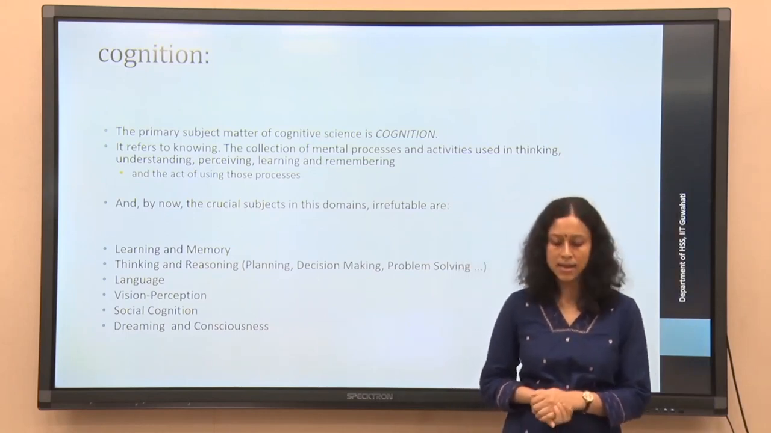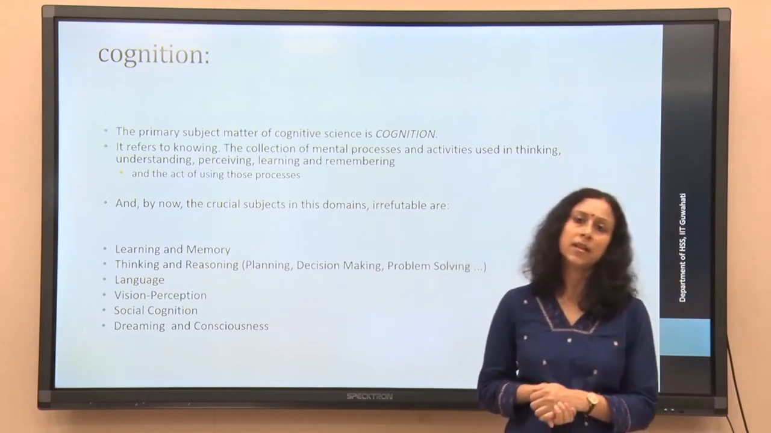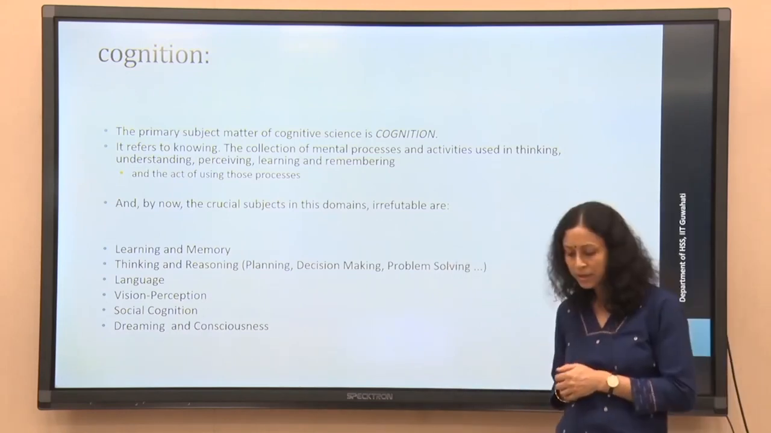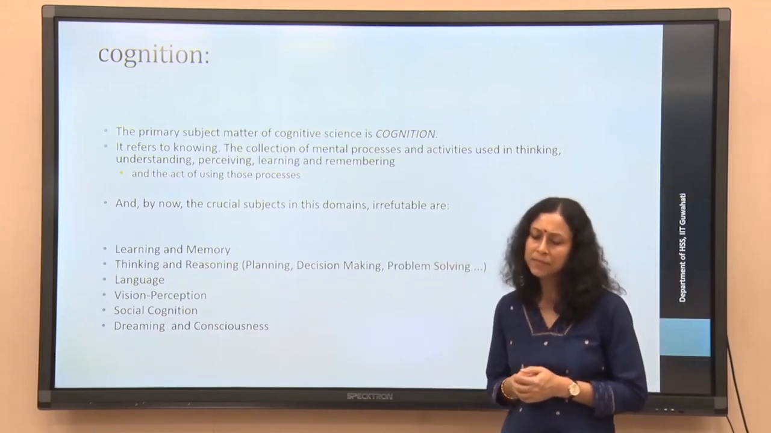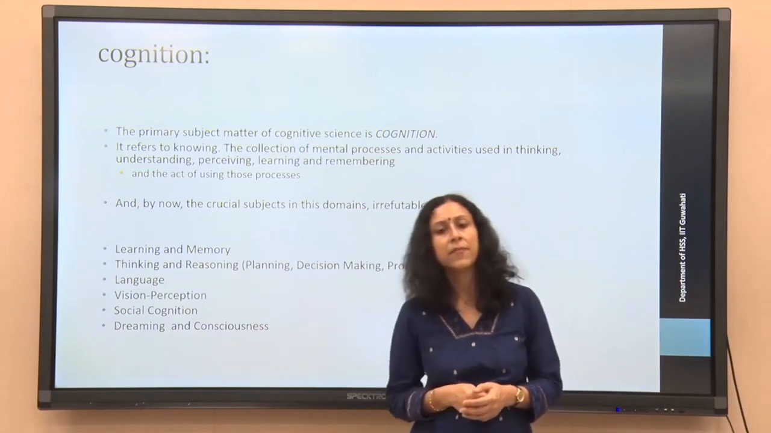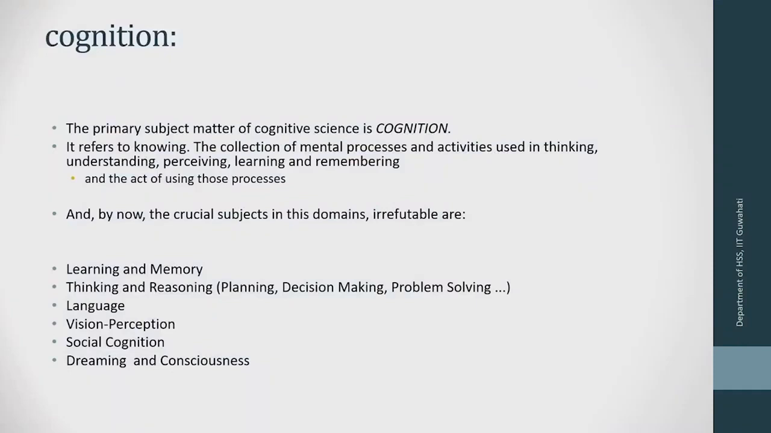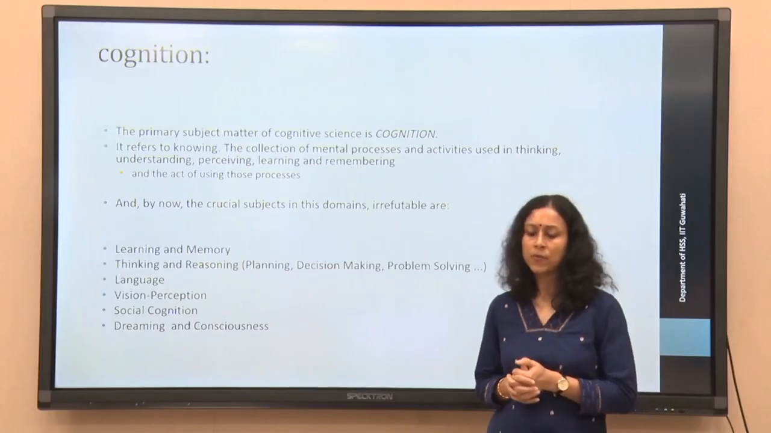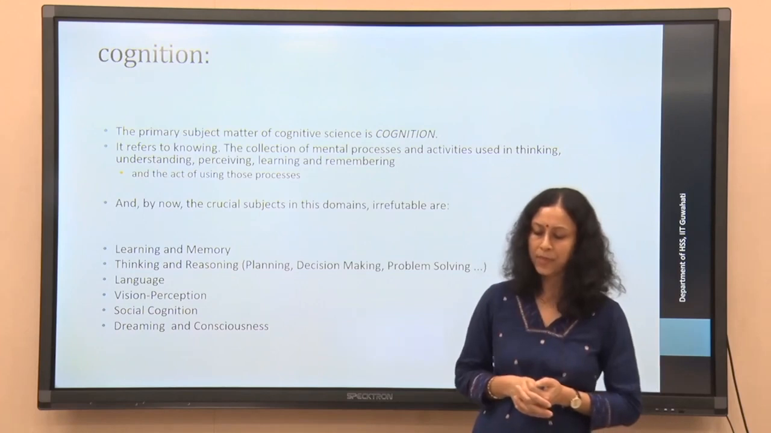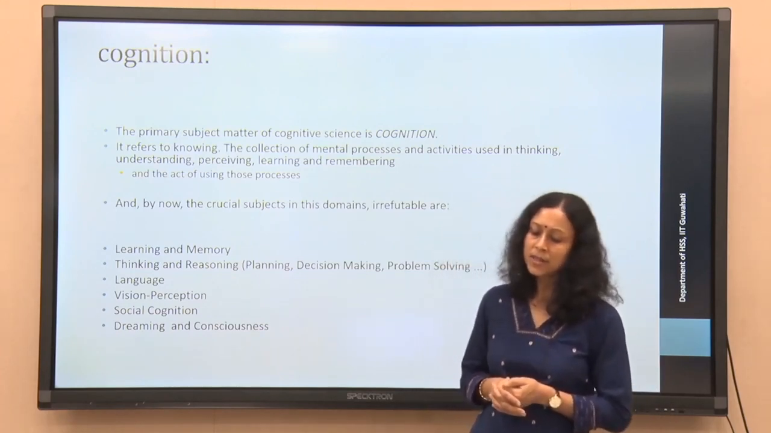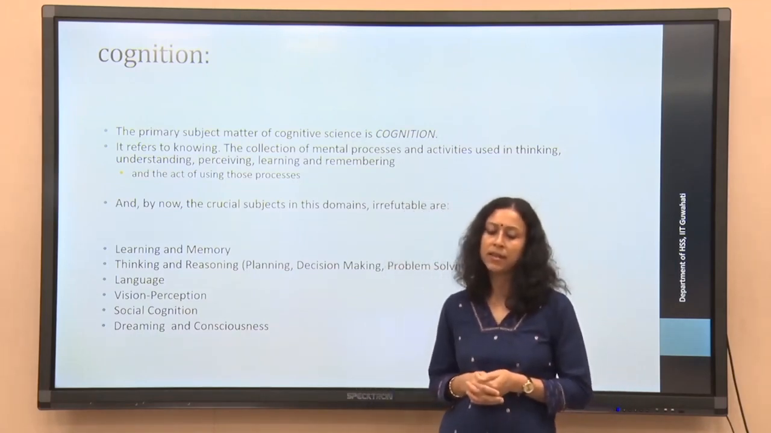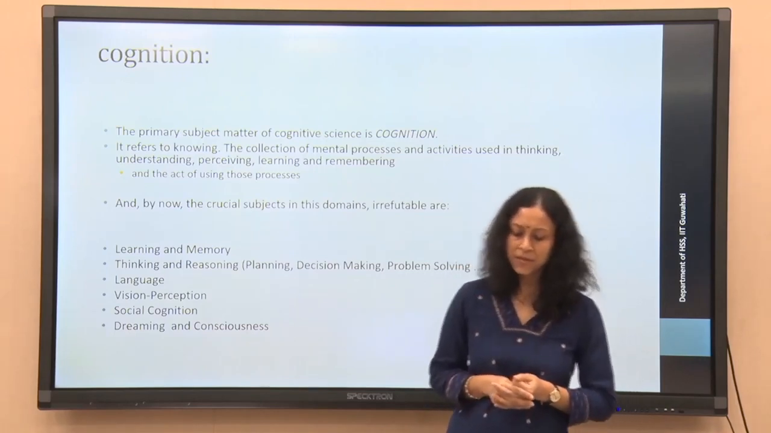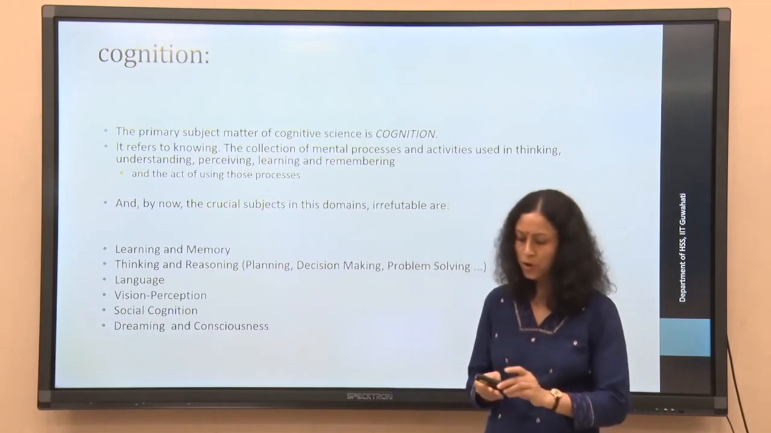Now, once cognitive science as a discipline has already emerged, there are new definitions, a new way of framing the fundamental questions of cognition. So, what is cognition? The primary subject matter of cognitive science is cognition. It refers to knowing, the collection of mental processes and activities used in thinking, understanding, perceiving, learning and remembering, and of course, the act of using these processes. And by now, the crucial subjects in these domains irrefutably are the following: learning and memory, thinking and reasoning, language, decision, vision perception, social cognition, dreaming, consciousness and so on.